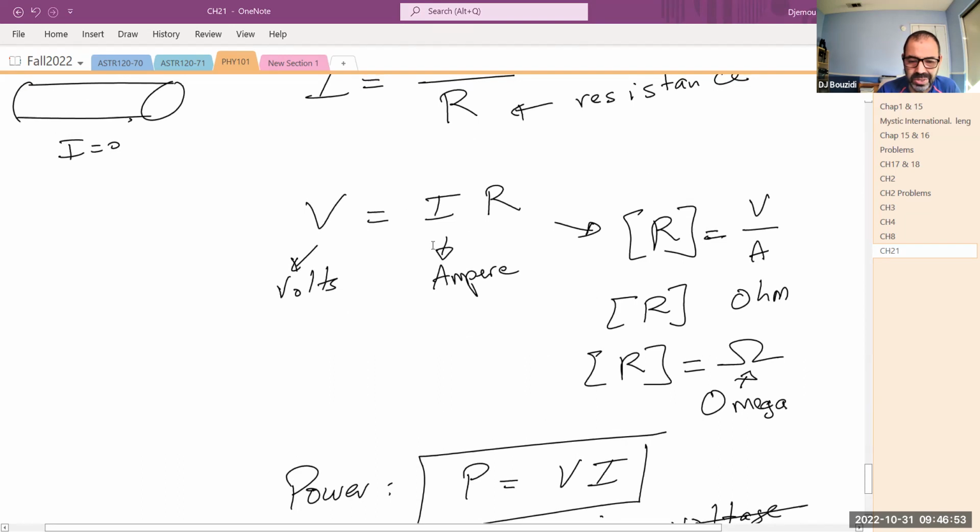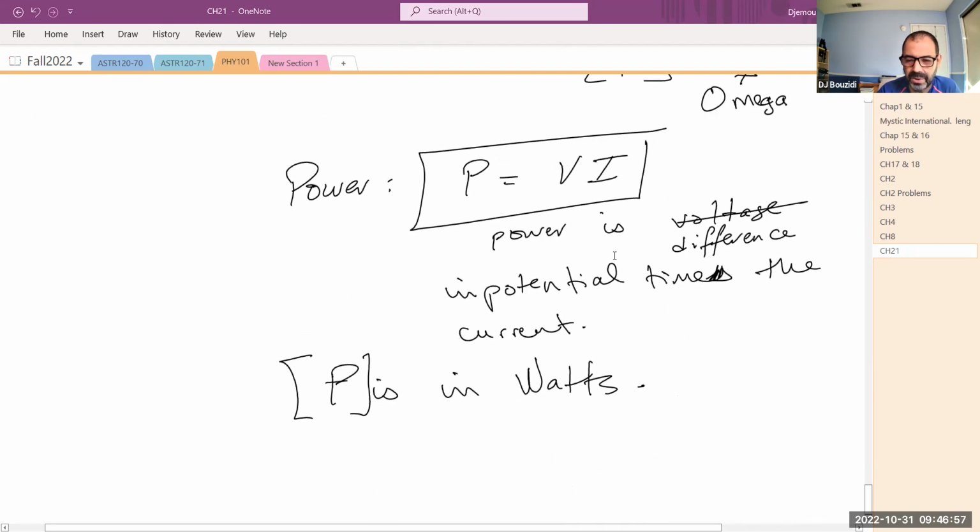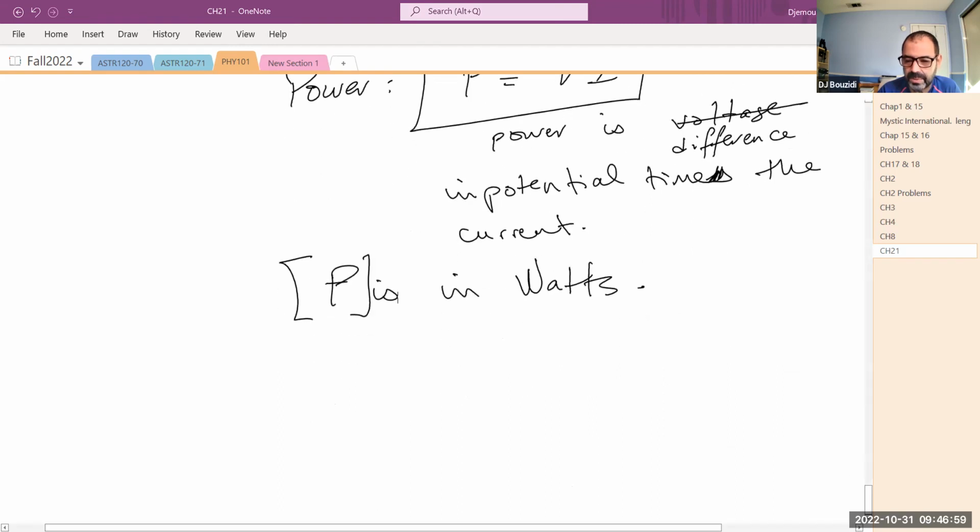So for the case of a resistor, it's easy to find because the voltage is equal to IR, and you multiply it by another I, so it's going to be I squared times R. So for a resistor, the power is equal to I squared times R.